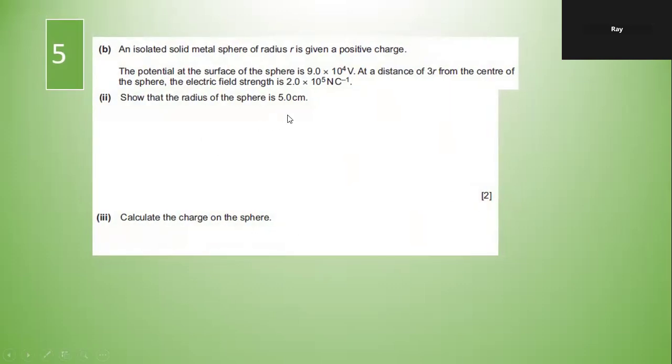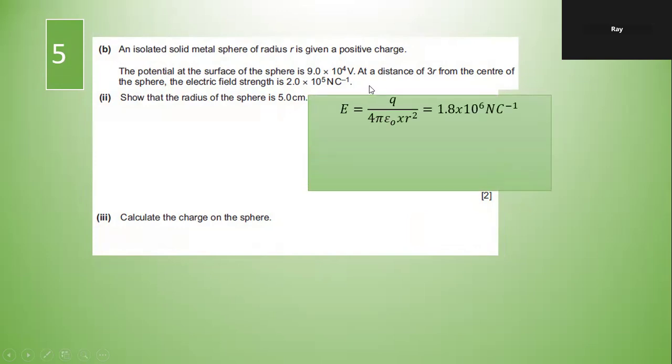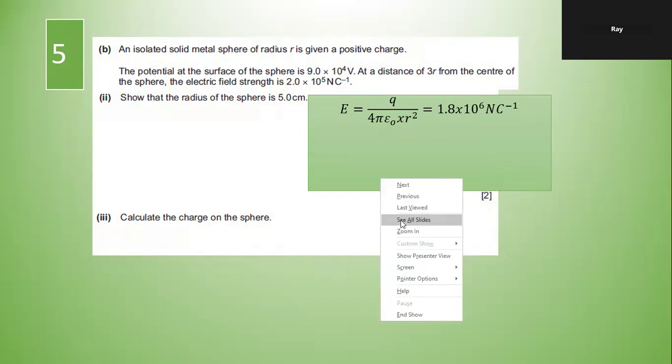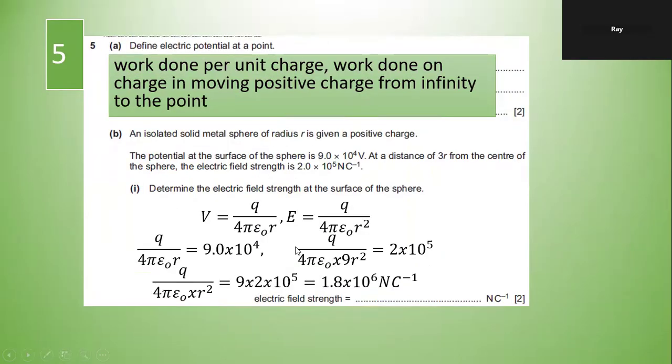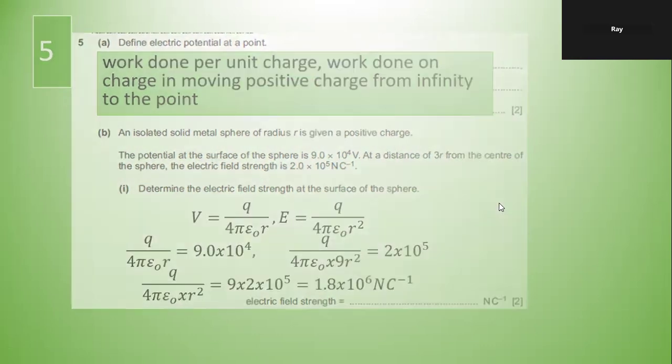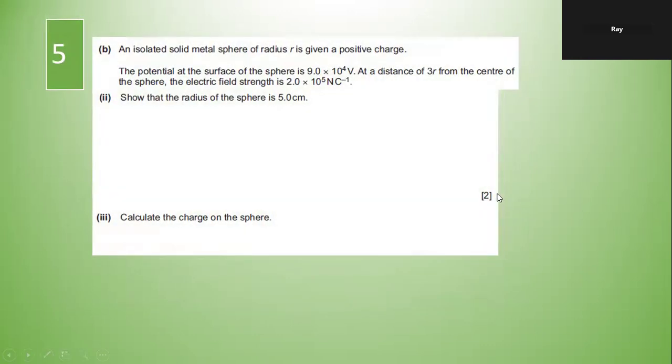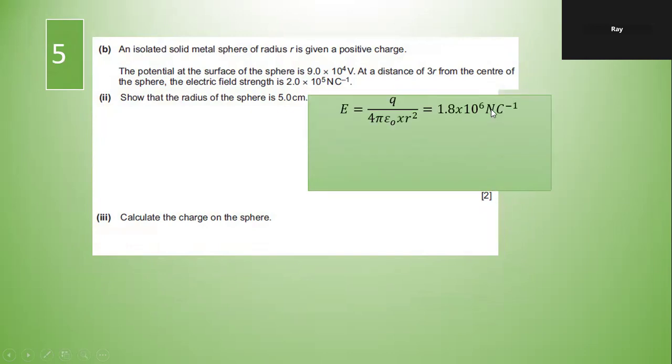Show that the radius of the sphere is 5.0 cm. I can either use electric field. Right? That is given. We are just using this equation now, except we take the 9 across there, or we have derived it itself here. Right? Electric field strength at the surface there.